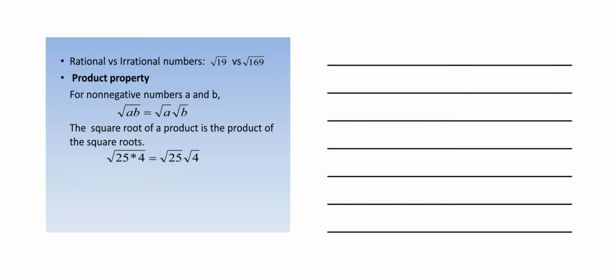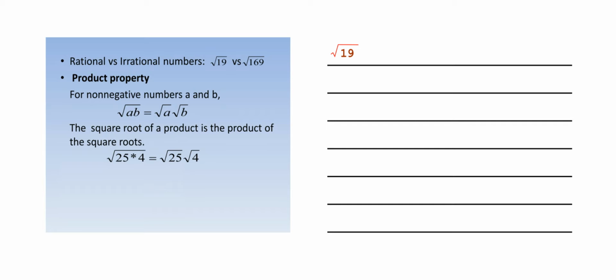Rational versus irrational numbers. We have square root of 19 versus the square root of 169. So let's do a quick check. Square root of 19. What number times itself gives you 19?